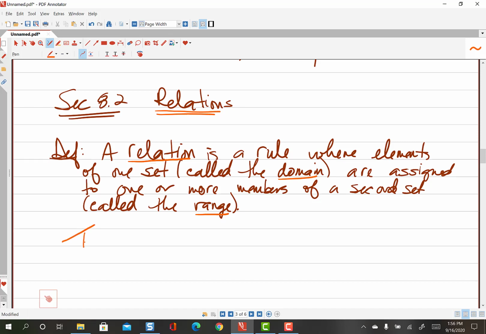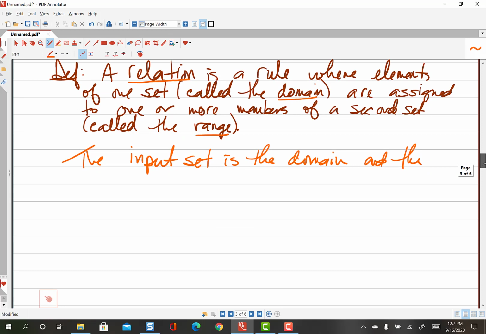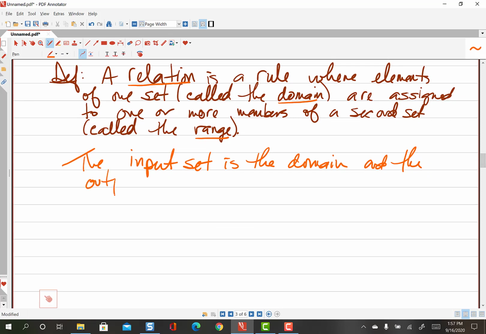So we could say that our input set is the domain and the output set is the range. Okay, so for your domain, you want to think of these as your x values. The range is your output; these are going to be your y values.